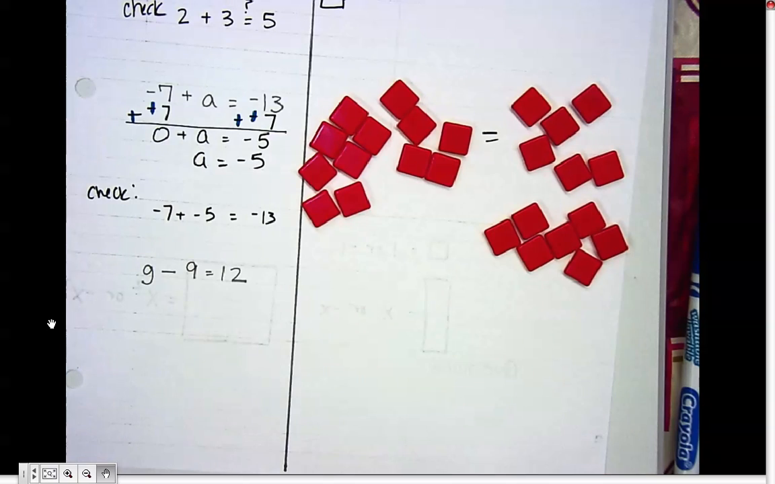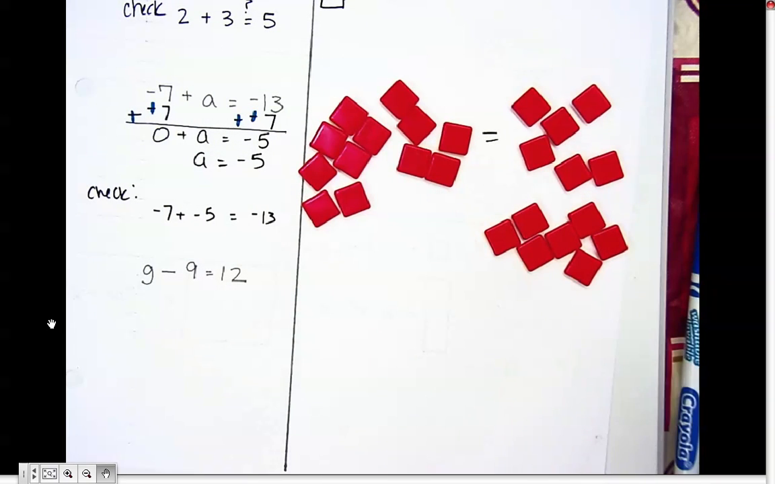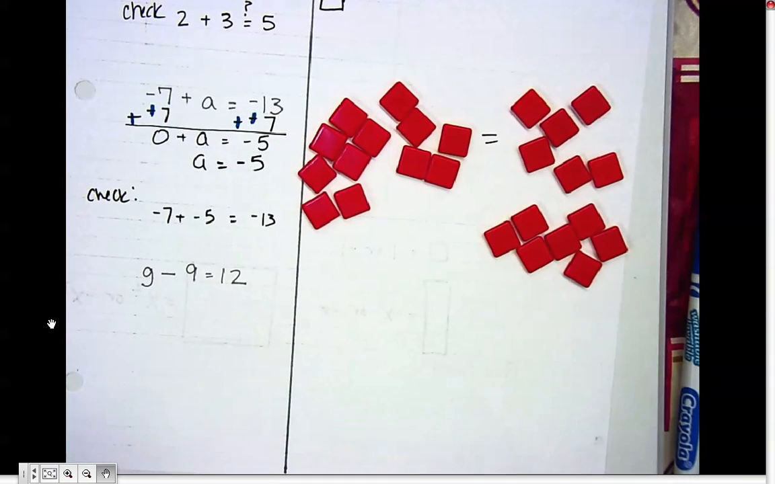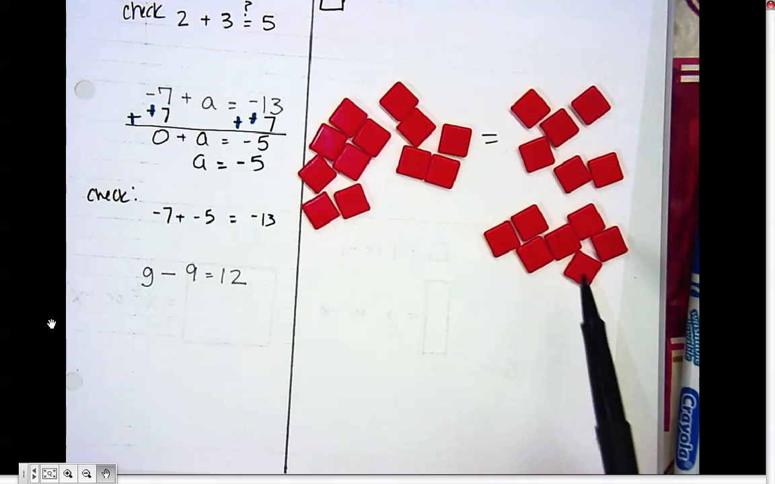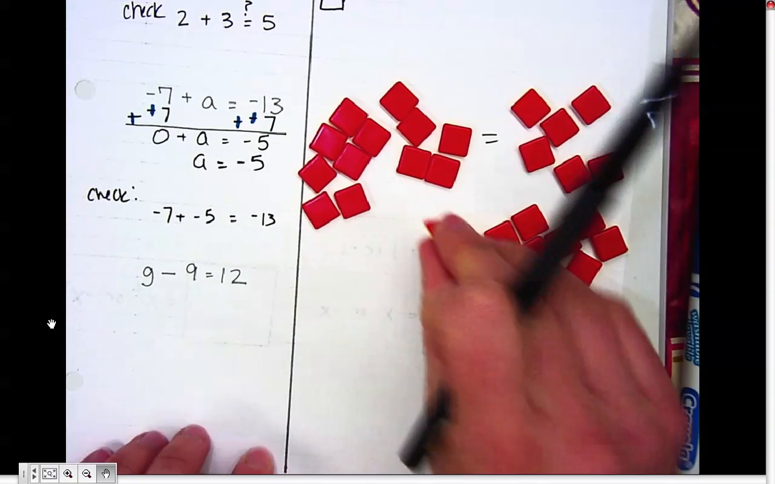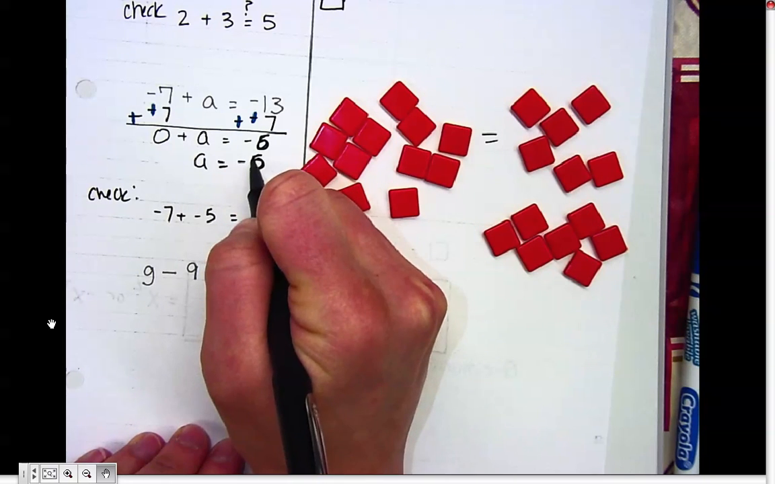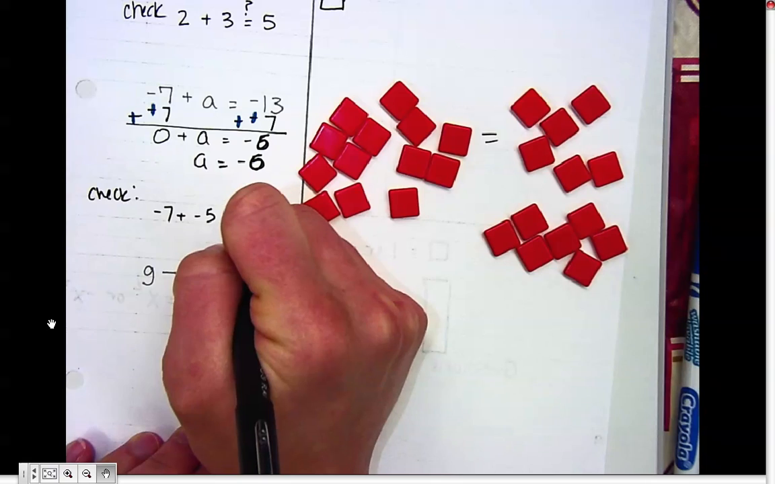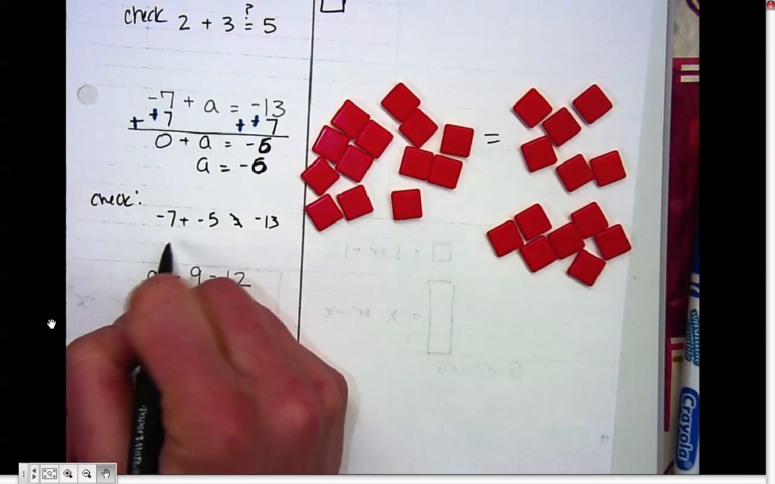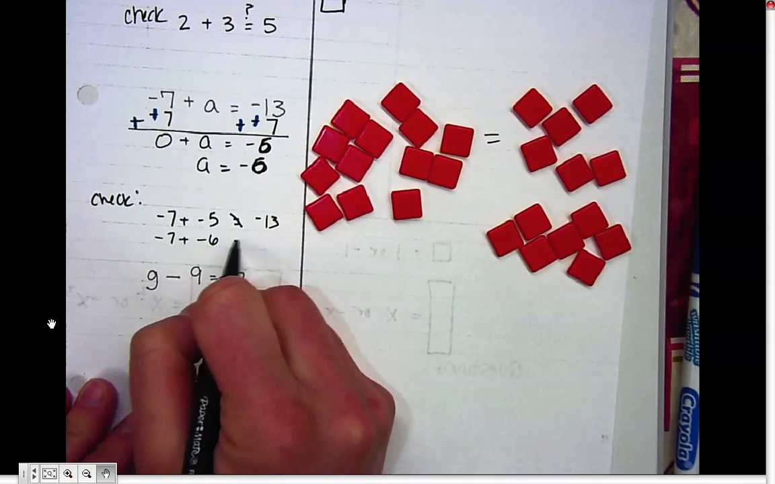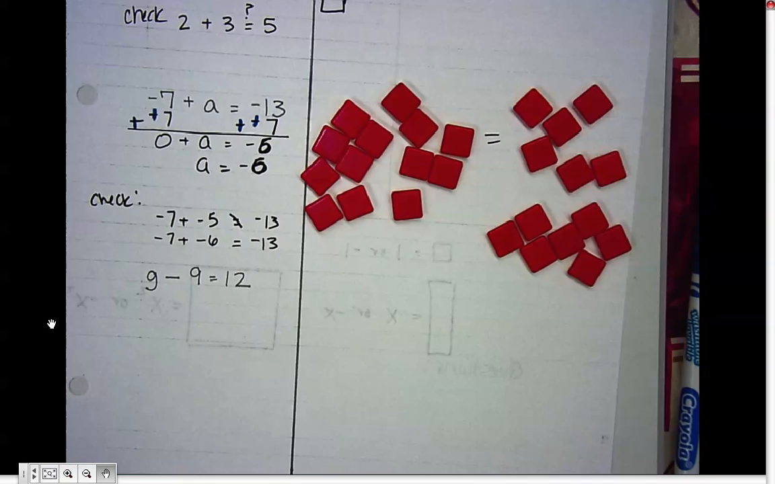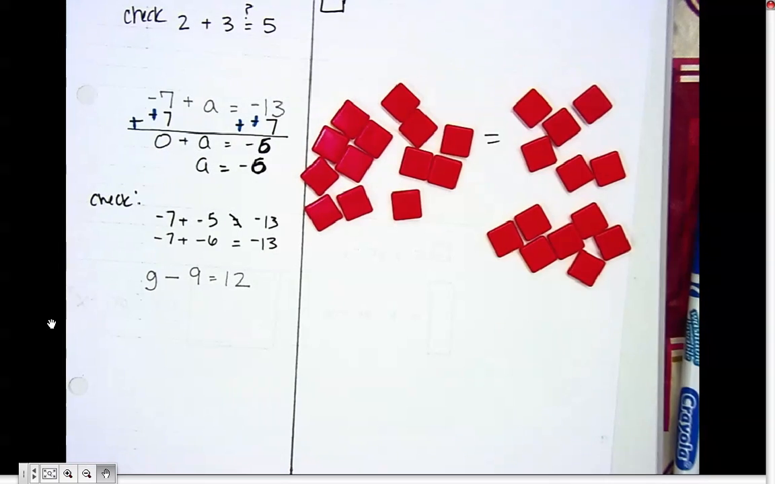Oh, I only put, not -5, -6. So here, I noticed, I'm like, this doesn't make sense. I put down 5. It should be, I have 12 on this side and I have 13 on this side, which means I missed a piece. Should be -6. So I did not correctly do my math fact, but I said, this didn't work. So I went back and said, oh, it should be -7 plus -6 equals -13. All right, I made a mistake, but through checking my work, I found my mistake.